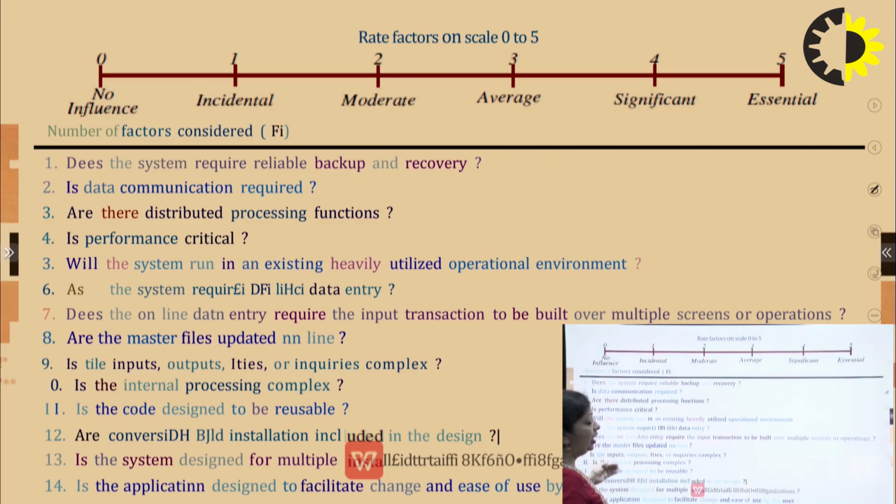So the value of my Fi can maximum be 14. I can have a total of 14 factors if all of them are considered, and then depending upon the scale, the value of each factor is how much. It can be uninfluential, it can be incidental, it can be moderate, it can be average, it can be significant, it can be essential. So depending upon the severity of all these factors in my particular application, I have to consider the values given on the scale.